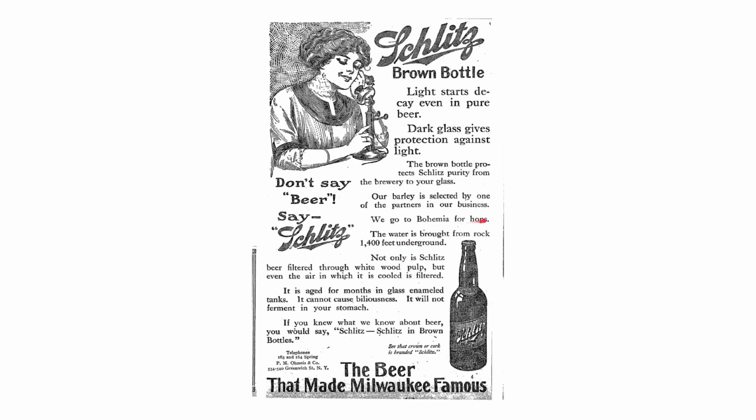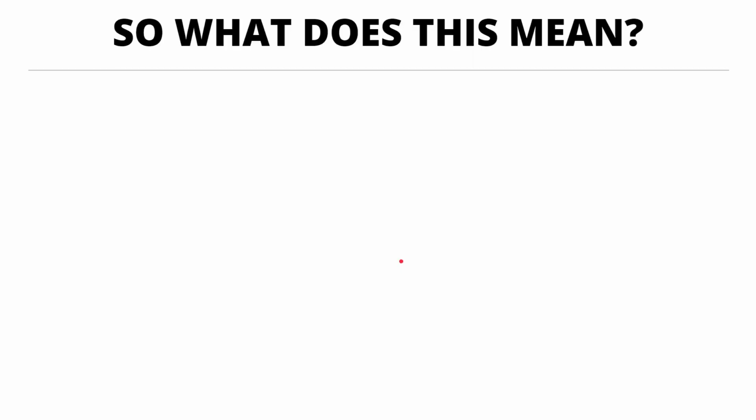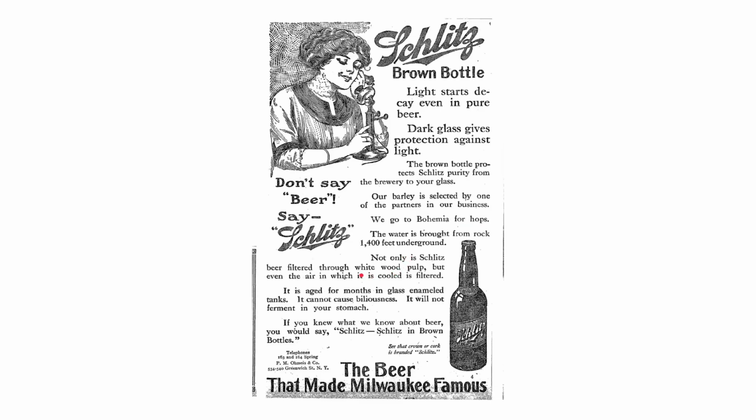They go to Bohemia for their hops. Maybe that's unique. I don't know. The filtration process, I think this was the thing that was similar among other beer companies, but him highlighting it draws the attention on that process. And now prospects think, okay, I want to drink Schlitz beer because their beer tastes better. It's more pure because of their filtration process. It's because they get their water from 1,400 feet in the rocks underground. It's because they go to Bohemia for their hops.